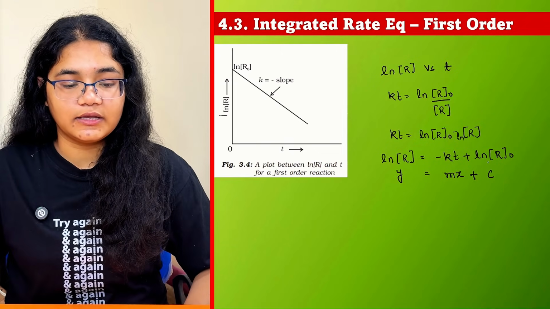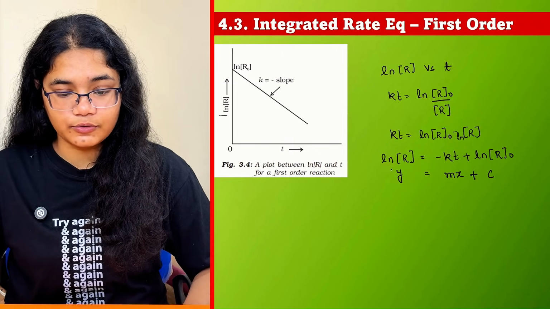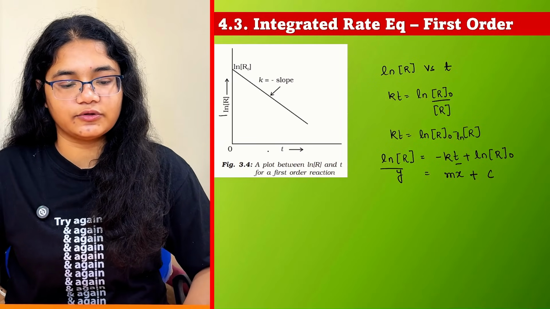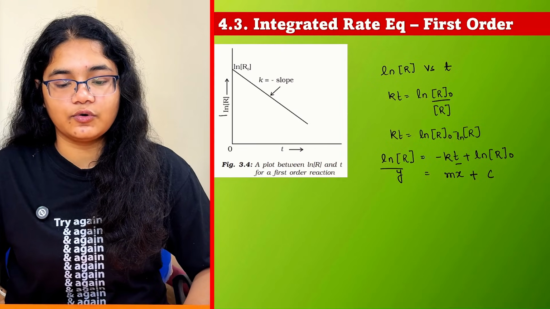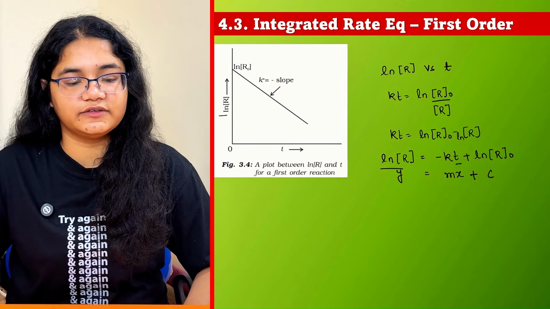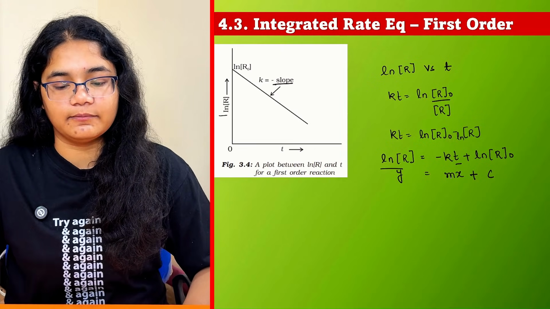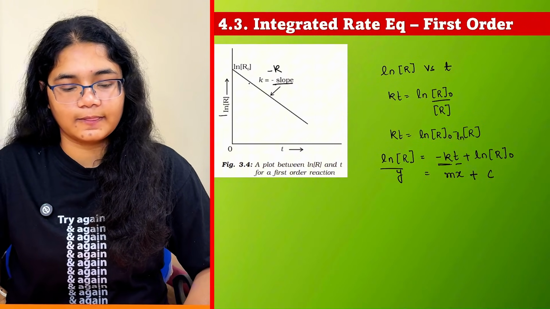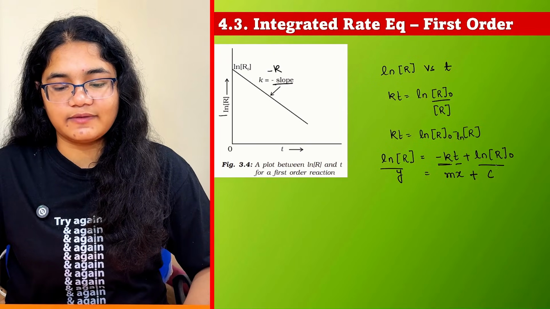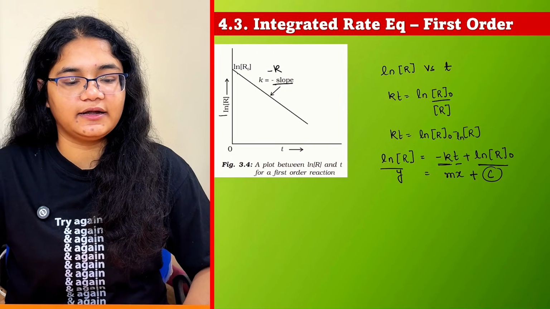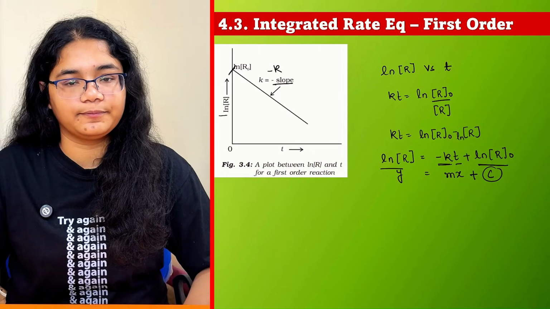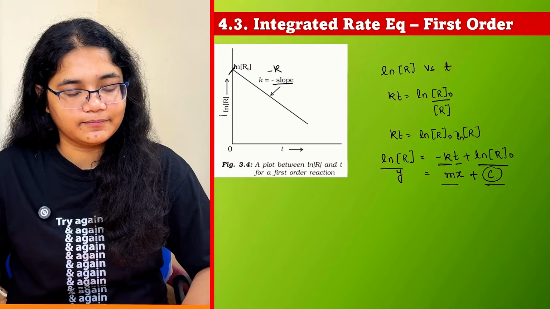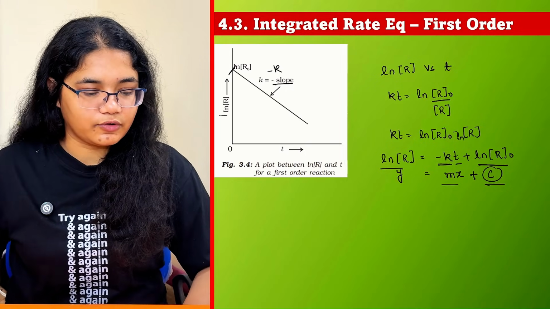Now here you can see that ln R is on the y axis and t is on the x axis, right? So what is this value here? The slope of this equation is minus k, so the slope value is minus k here. And this value is c, the y-intercept, that is your ln R naught. So you have y is equal to mx plus c. That is how we can draw this equation.